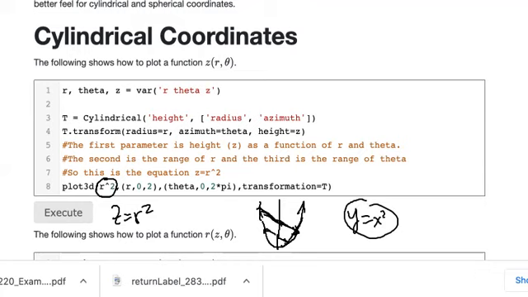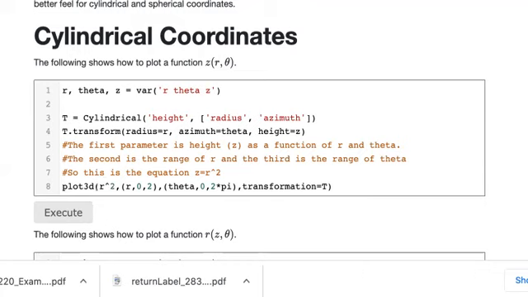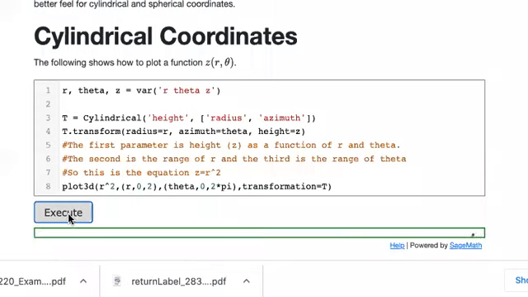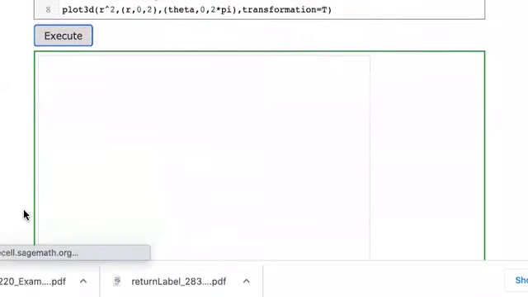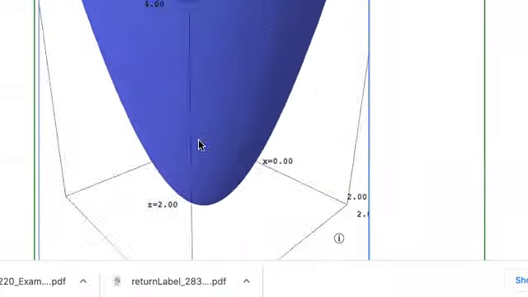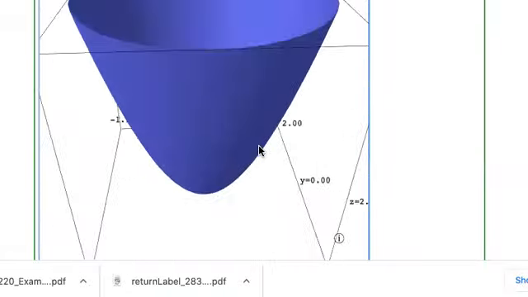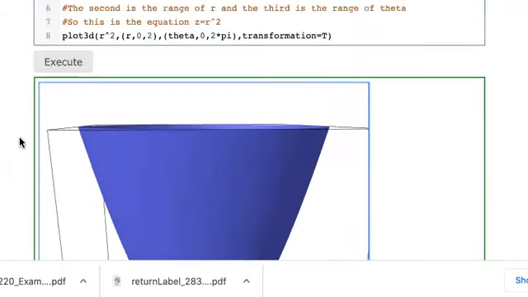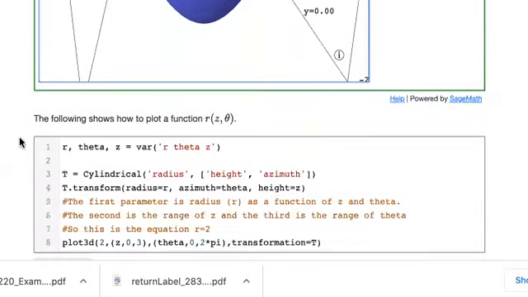So let's see what actually comes from that. Okay, so let's take a look at that. Push execute here in the code. And that's exactly what we get. So it's like a parabola in every direction. So z is equal to r squared gives us something like that. Let's look at another example.